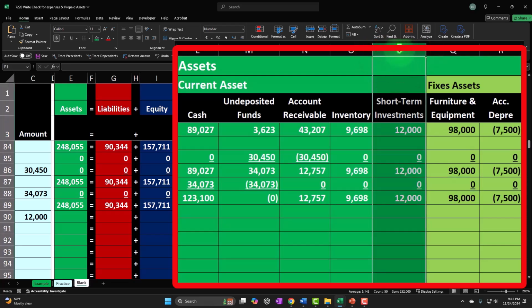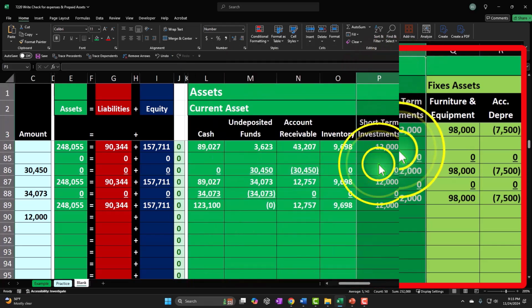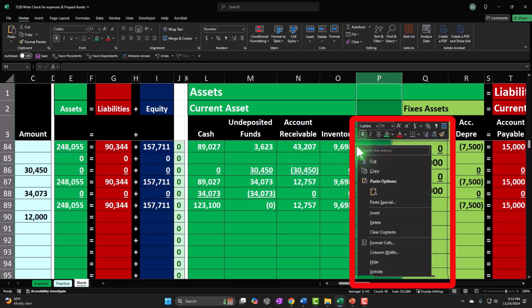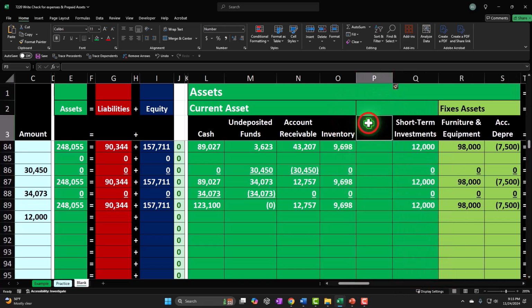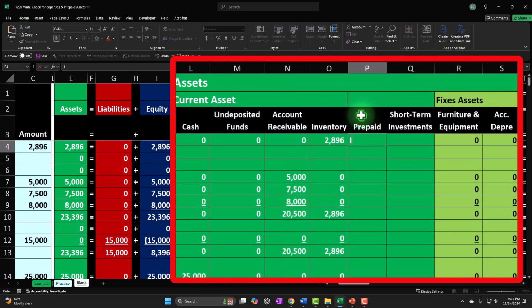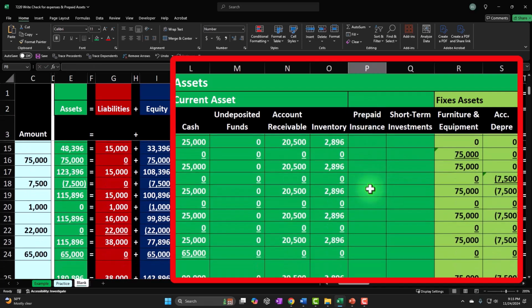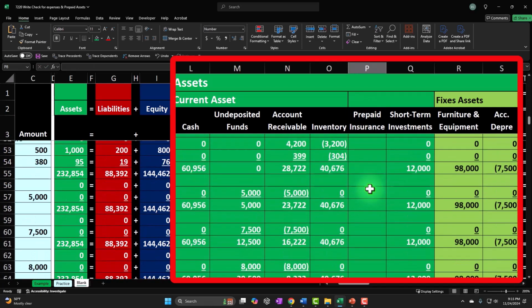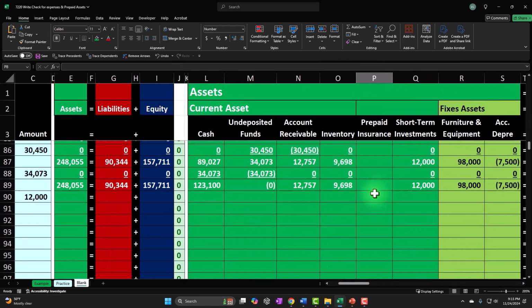So I'm going to select the whole column P, right click and insert. That puts a column to the left of it, and I'm going to call it prepaid insurance. Okay, so there we have it. Prepaid insurance. Hopefully I spelled it correctly. If not, I will check that later. But there we have it.